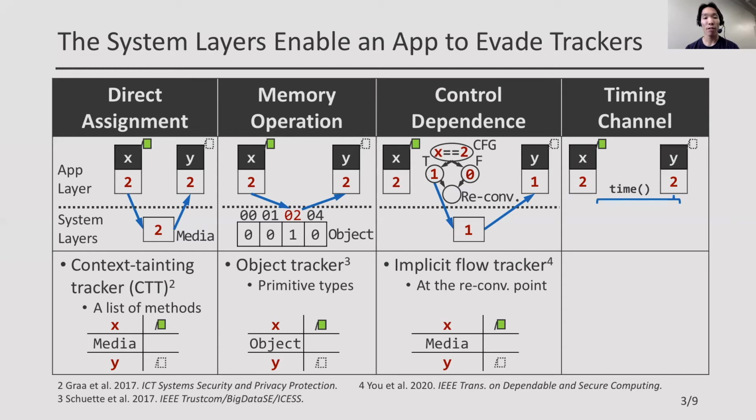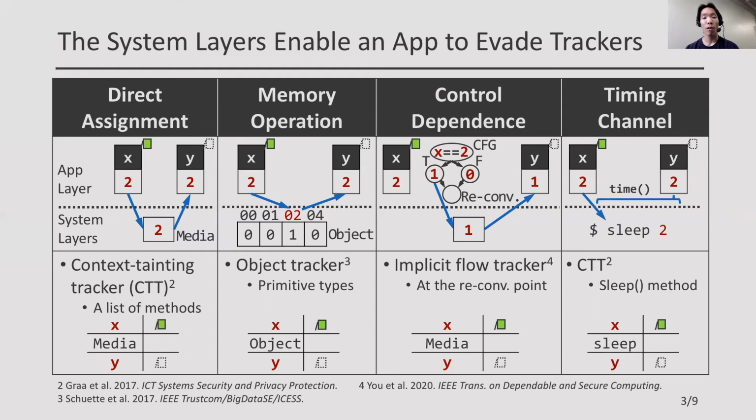Lastly, timing channel. In timing channels, data is encoded into timing by delaying program execution depending on x's value. CTT detects the execution of the sleep API method to track timing channel flows. On the other hand, the system layers supply more options for apps to cause timing channels. For example, the sleep command. Only tracking timing channel flows on the runtime layer will fail to detect timing channel flows in the system layers.